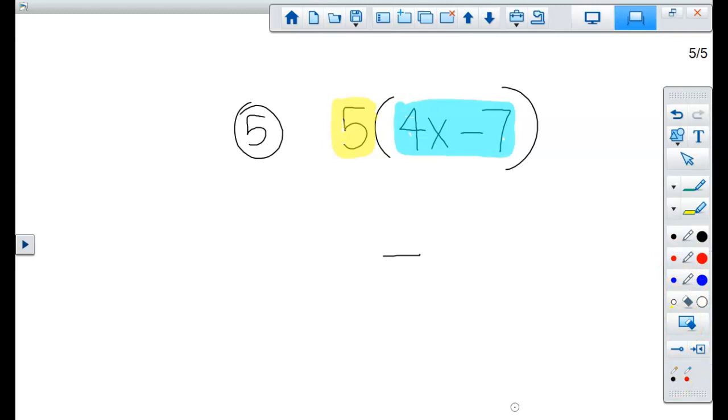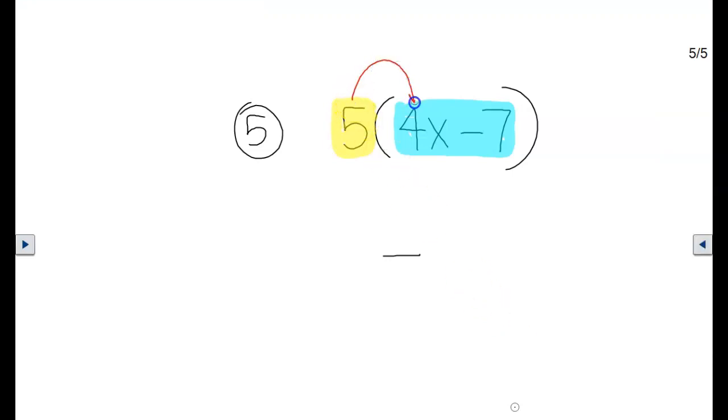Distributive property tells me to distribute that 5 to each member of the group, to multiply that 5 by each member of my group. So first, you should have done 5 times 4x. 5 times 4x, that's the first member of the group. So the 5 times the 4 should have given you 20. And then we reattach the x that was attached to that 4. So 5 times 4x should have given you 20x.